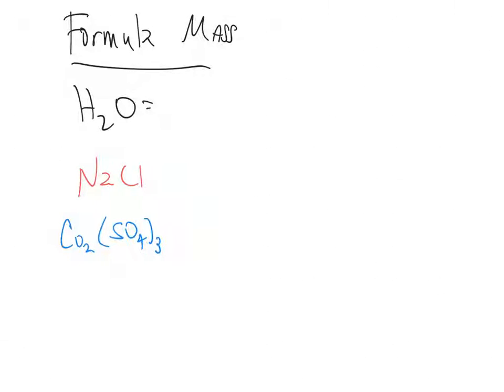So for this one, I've seen people write it out two different ways. You can write it out long ways, especially for the ones like the cobalt sulfate. I like to write it out vertically, like this, just because that's the way that my mind works.